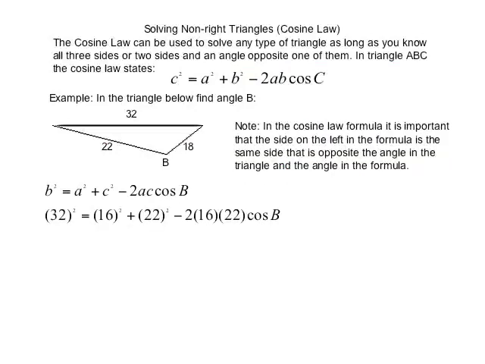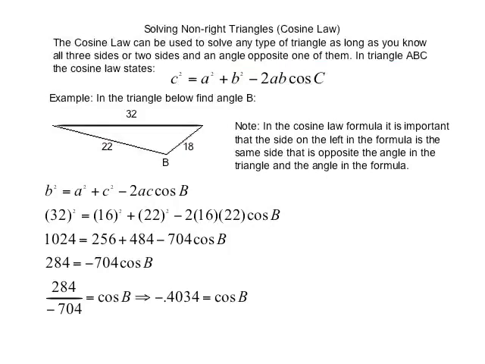Now we'll plug in our numbers. We have 32 squared equals 16 squared plus 22 squared minus 2 times 16 times 22 times the cosine of B. So there's only one unknown in that equation, so we're going to be able to evaluate it and find angle B. So first we'll square all of our terms that are squared, and we'll multiply that 2 times 16 times 22 out. And we get 1024 equals 256 plus 484 minus 704 cosine B.